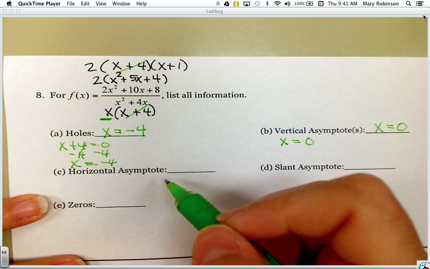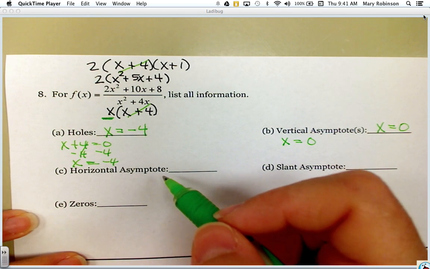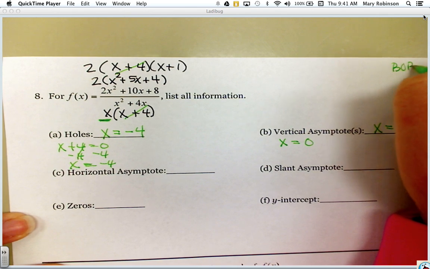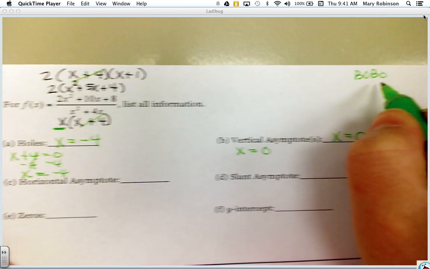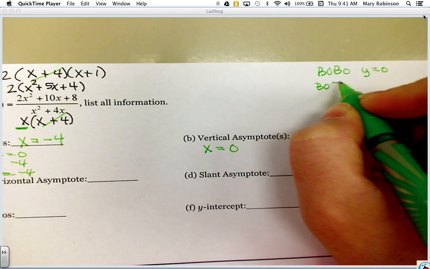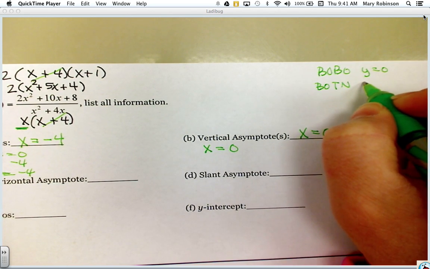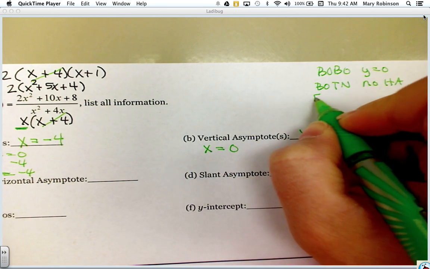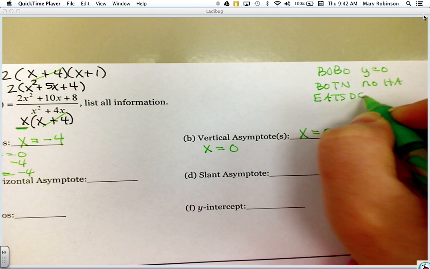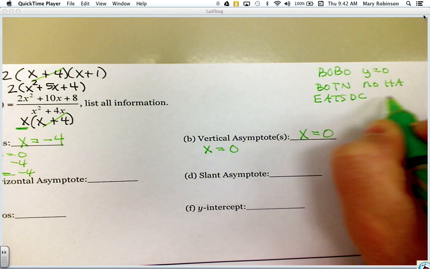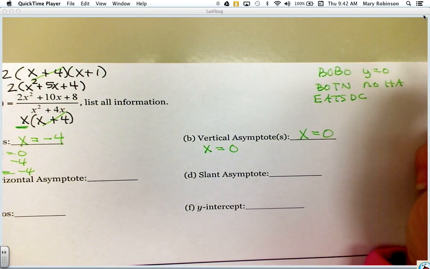Next, we remember, hopefully, our mnemonics for horizontal asymptote. We need to remember BOBO. If our exponent is bigger on the bottom, we have a horizontal asymptote at y equals 0. If it's bigger on the top, BOTN, then we have no horizontal asymptote. And then EATS DC, where if our exponents are the same, we divide the leading coefficients to get our horizontal asymptote.